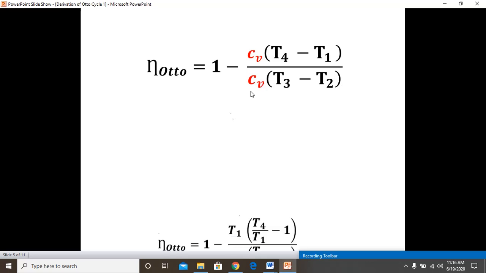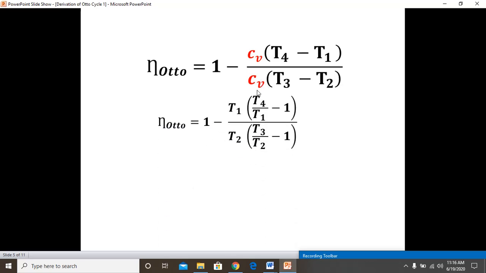Therefore, the Cv will get cancelled. Then it leads to T4 minus T1 divided by T3 minus T2. Here I will take T1 outside, therefore T4 by T1, and T2 I will take outside, T3 by T2 minus 1.